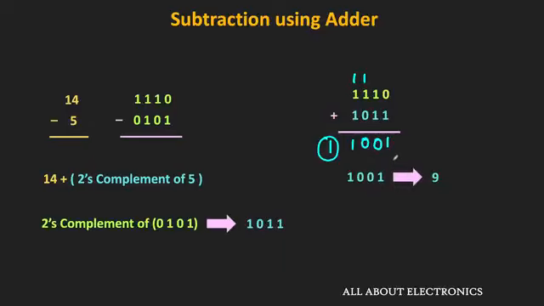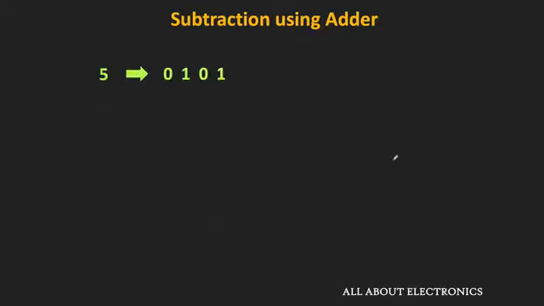So in this way, by using this 2's complement method, we can easily convert the subtraction into the addition. So for that, we need to convert the number into the 2's complement form. Now, let us see the digital circuit which can perform the 2's complement of the given number. So let's say we want to find the 2's complement of the given number.